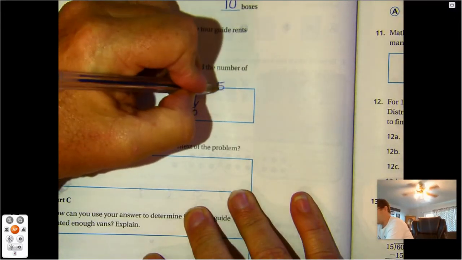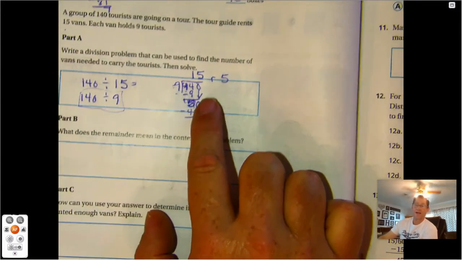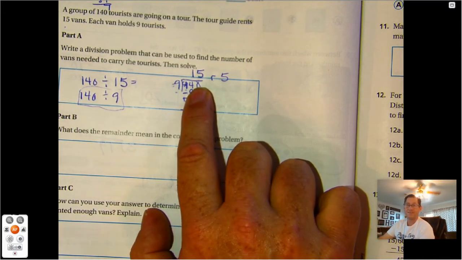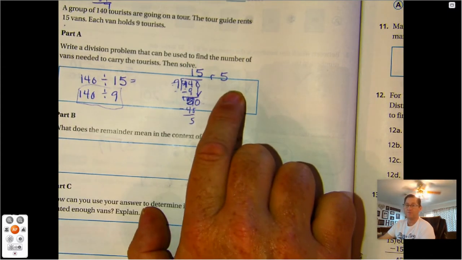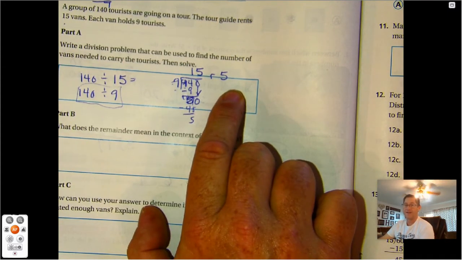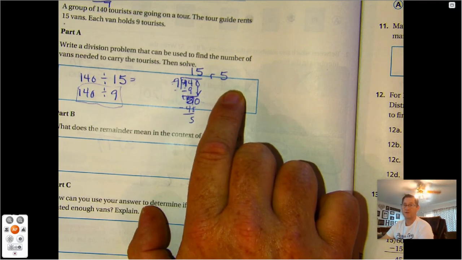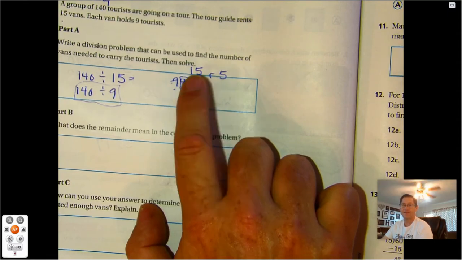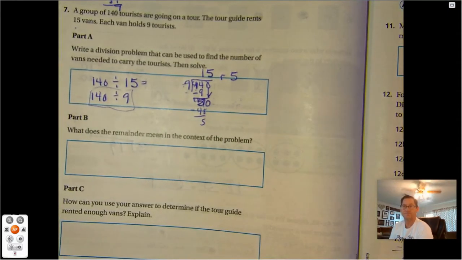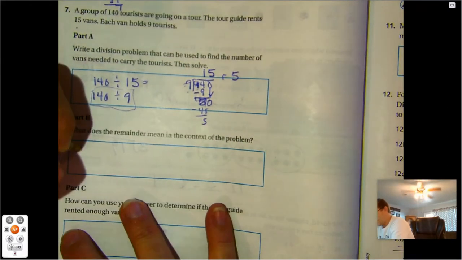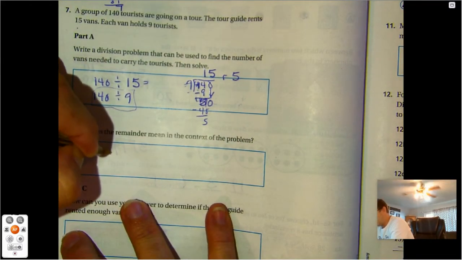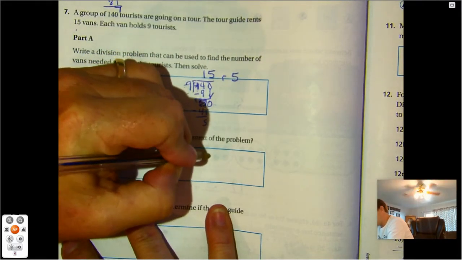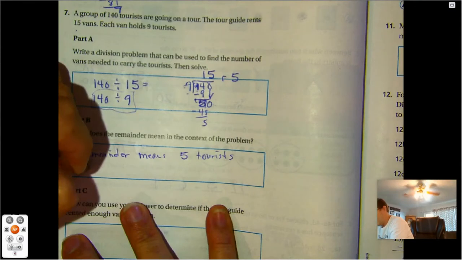15. So 9 people can fit in 15 vans, but it leaves 5 people not in a van. I don't think our tour guide ordered enough vans. What do we do with these 5 people that can't fit into the 15 vans? Well, the remainder means five tourists didn't get in a van.